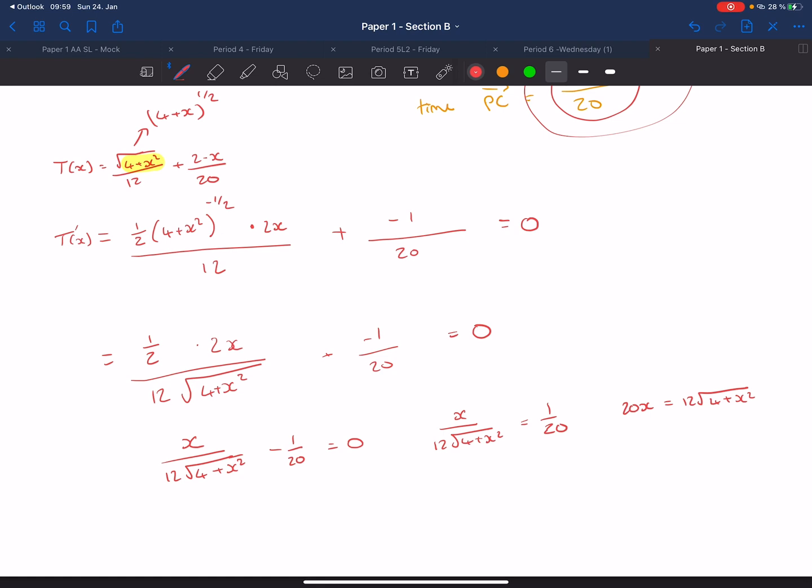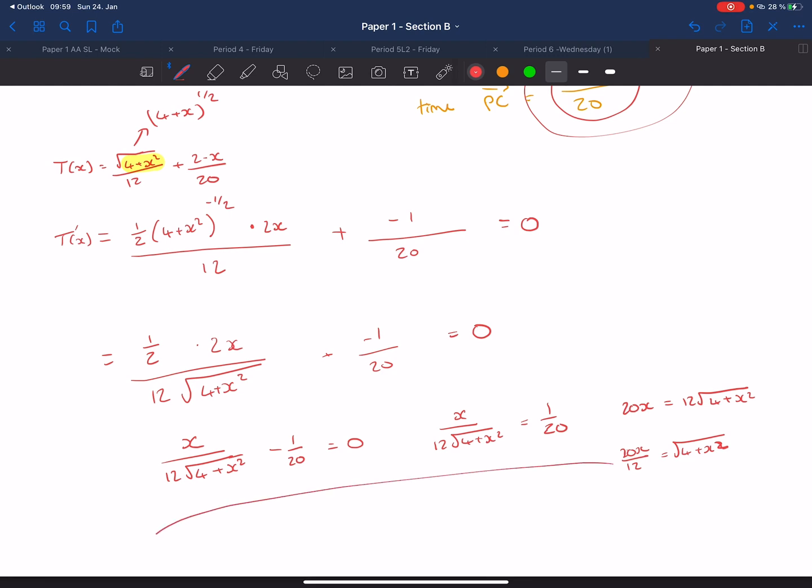My feeling is to be able to solve this, I want to remove that square root. But the only way I can remove that square root is by squaring everything else. So I'm actually going to bring that 12 over and divide it on this side before I do my squaring, because I think it's going to make it a little bit neater. So, I'm running out of room. Let's hope we resolve this quickly. I'm going to have 20x over 12 equals the square root of 4 plus x squared. And now I'm going to square both sides.